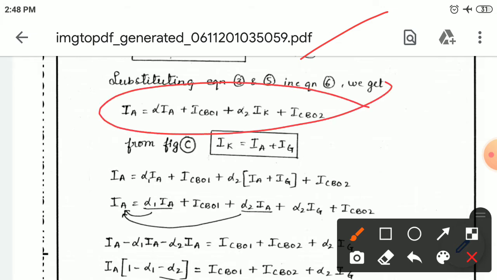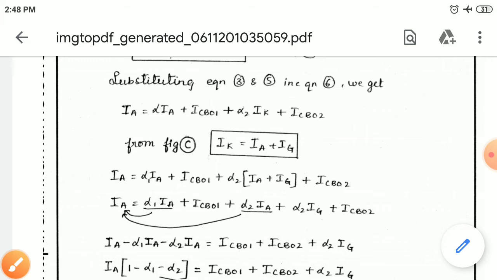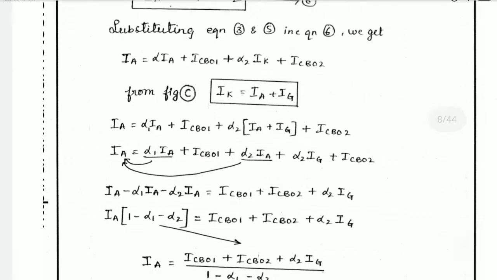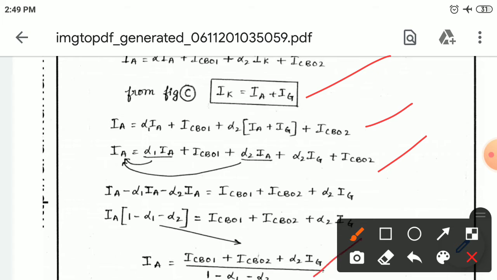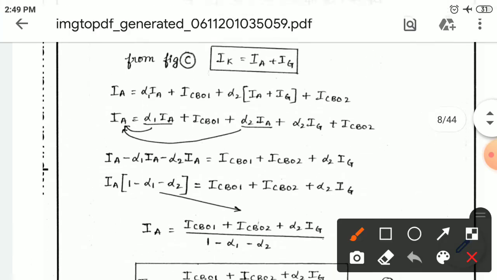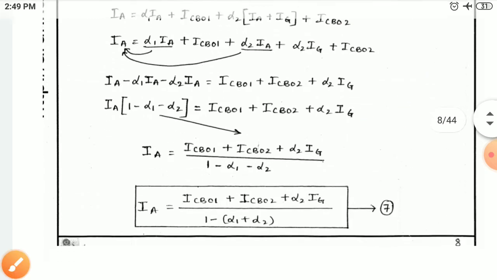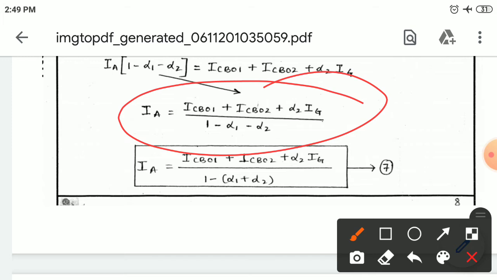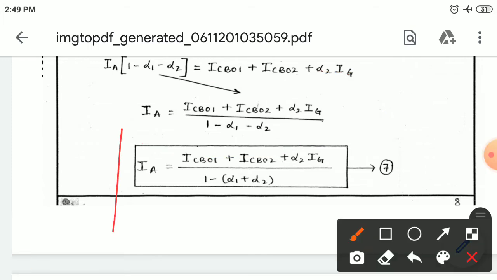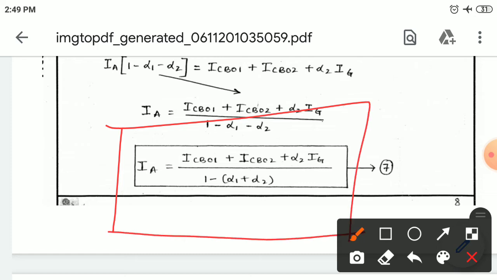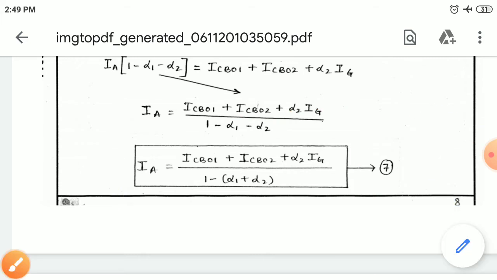From the figure you know that IK is equal to IA plus IG. Substitute all the equations and simplify for IA. With a few steps of simplification, you will arrive at the equation IA is equal to ICBO1 plus ICBO2 plus alpha 2 IG, divided by 1 minus alpha 1 minus alpha 2. So finally, the anode current of the two-transistor analogy is IA equal to ICBO1 plus ICBO2 plus alpha 2 IG, divided by 1 minus (alpha 1 plus alpha 2). Call it equation number 7. It is the equation to calculate the anode current of a thyristor.